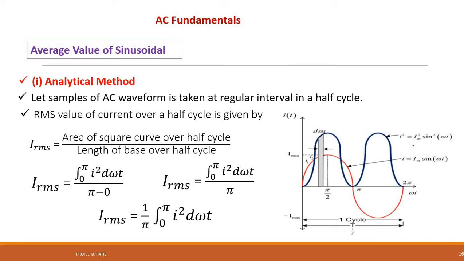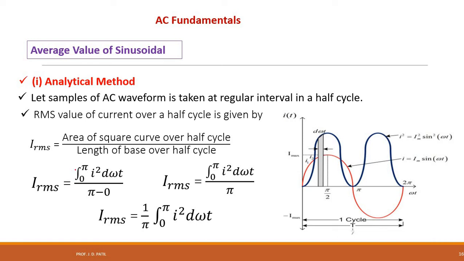Okay, for the sinusoidal waveform, i equals Im sin omega t, and if we take the current square, that is i square, it is Im square sin square omega t. By the equation of the RMS value, IRMS is equal to the area of the square curve over half cycle divided by the length of the base over half cycle. So IRMS is equal to the integration from 0 to pi of i square d omega t.